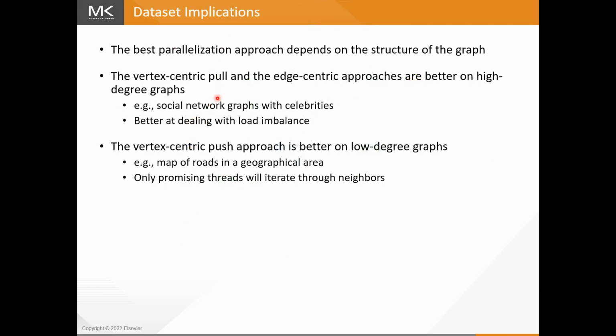For these graphs, usually the vertex-centric pull or the edge-centric approaches are better because they're better at dealing with load imbalance. On the other hand, graphs that have low average degree tend not to have a high imbalance, but they have a very large number of iterations, and in every iteration, only a small number of vertices are processed. So for these graphs, it's usually better to use the push approach. And again, we're going to quantify this in today's lecture.